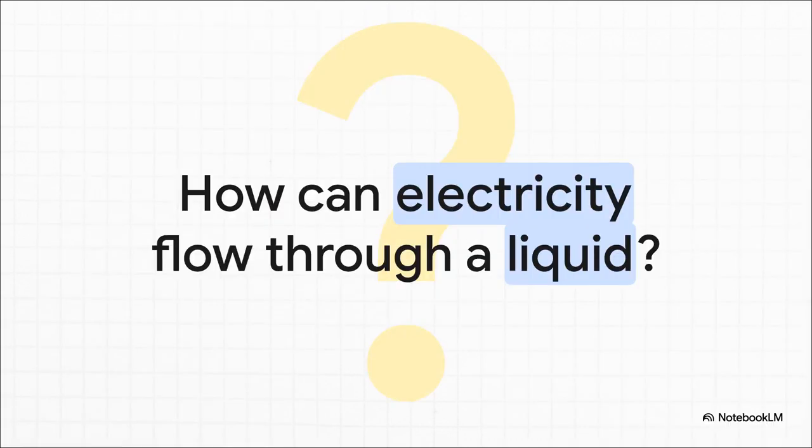But before we really get into the weeds, I want to toss a core question your way. We all know electricity flows through the metal wires plugged into our walls, right? But how on earth can electricity flow through a liquid when there are absolutely zero wires present? How does the current actually cross that watery gap? It completely challenges our everyday assumptions, doesn't it? To figure this out, we've got to zoom way in and look at what's happening down at the microscopic level.